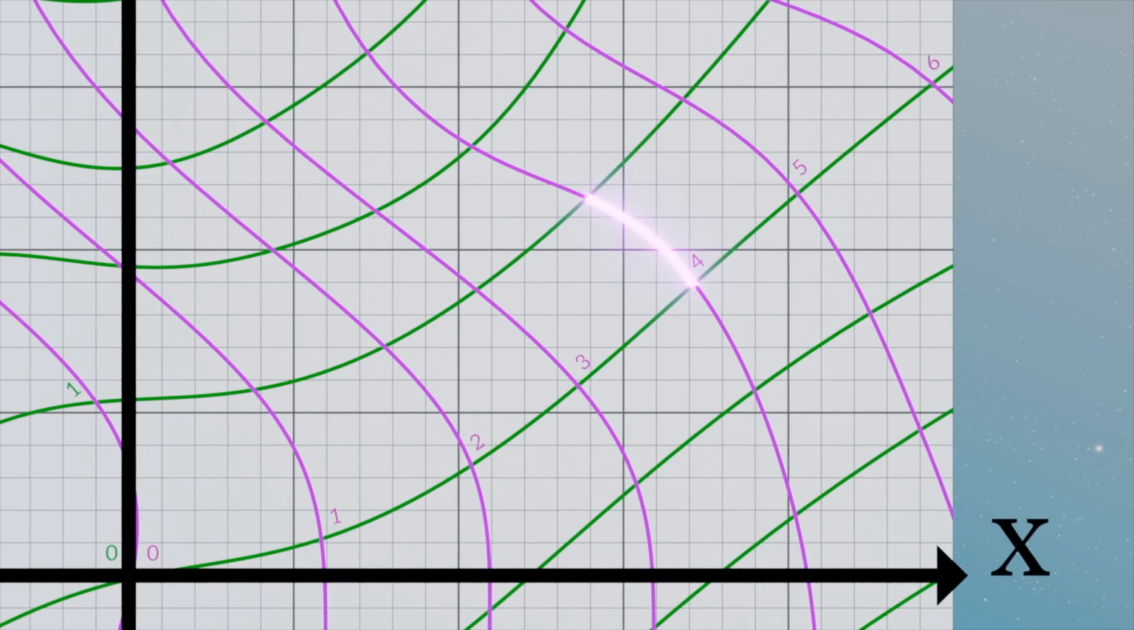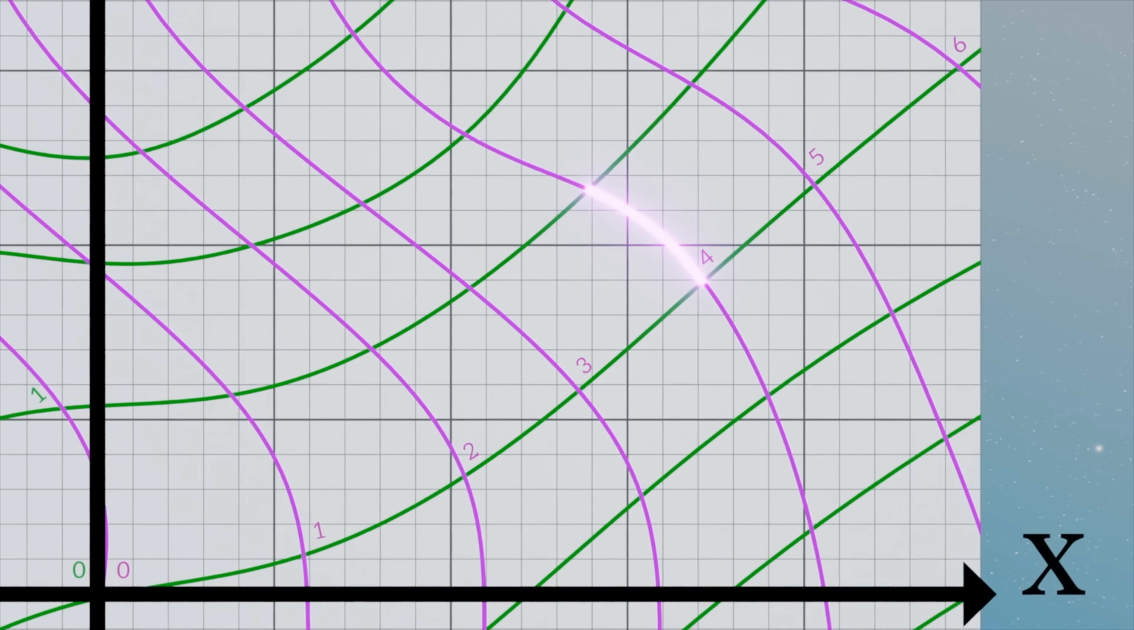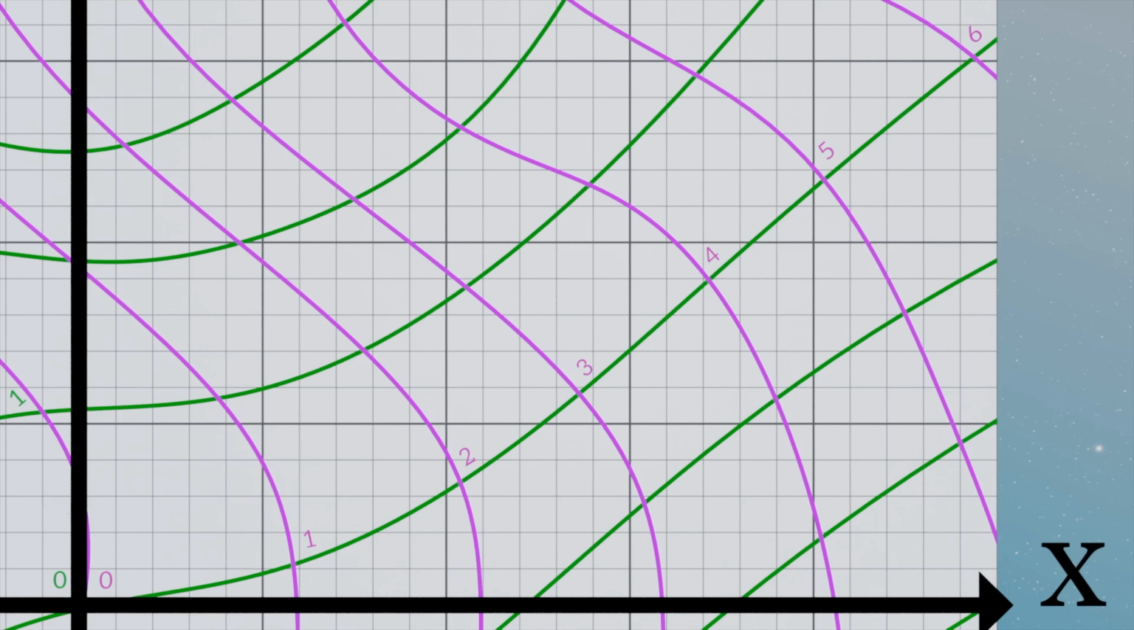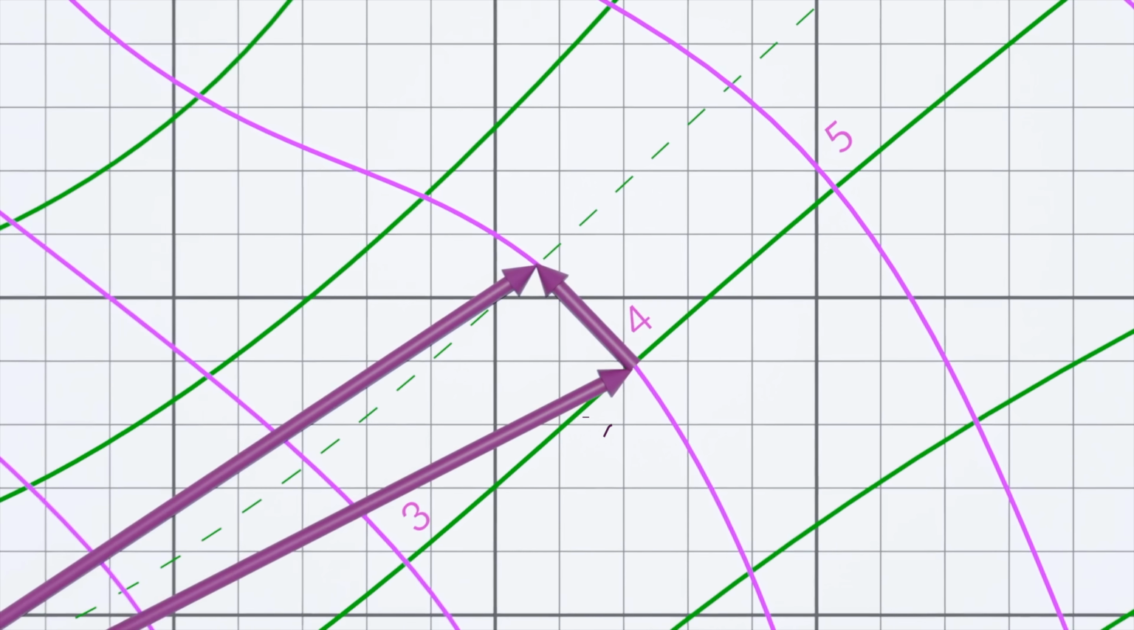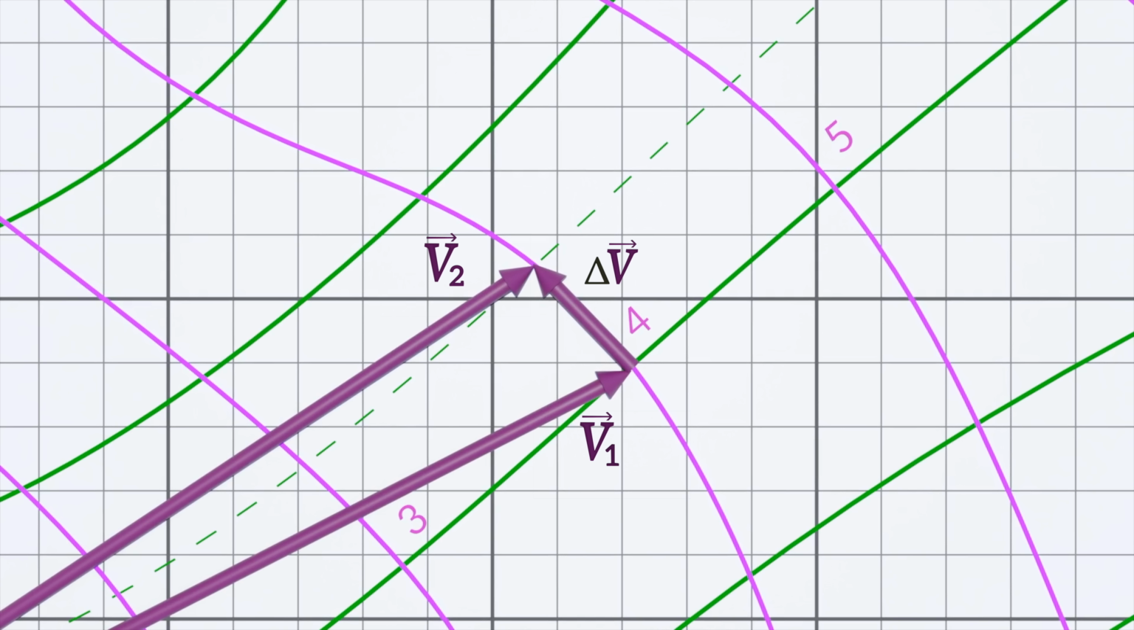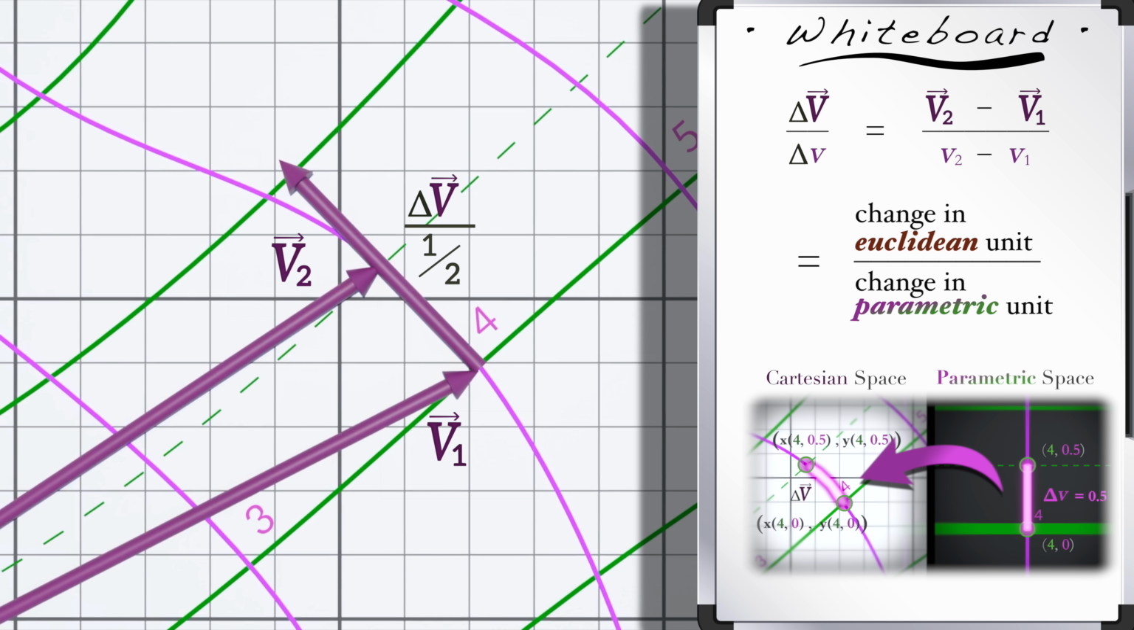Instead of considering the distance spanned by one curvilinear unit, let's now consider the distance spanned by half a curvilinear unit. Again, we draw two vectors spanning the start and end point of the half unit and take their difference. Now, however, let's divide the magnitude of this vector by 1/2 in order to get the amount of Euclidean distance spanned per change in curvilinear unit.